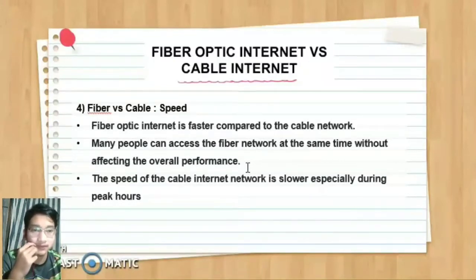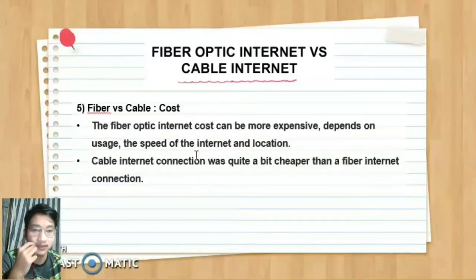Next, we look at the speed of fiber and cable. Fiber optic internet is faster compared to the cable network. Many people can access the fiber network at the same time without affecting the overall performance. By contrast, the speed of the cable internet network is slower, especially during peak hours. So we see that fiber optic is faster than standard cable internet.